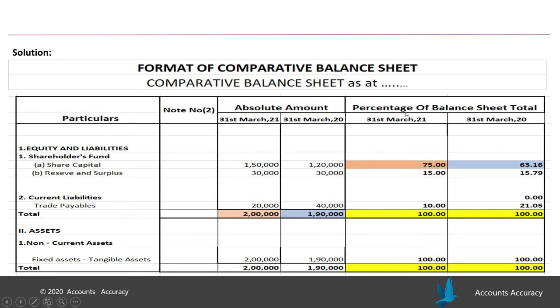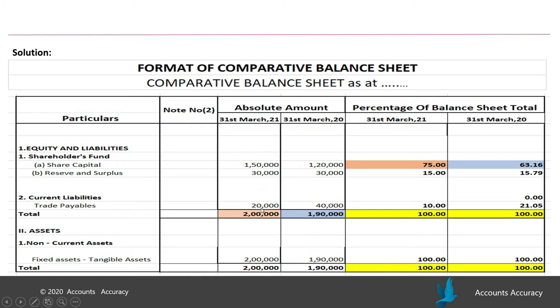Next, you will have to find out the percentage of both the years directly by keeping the total values as base. Suppose you find out the percentage of share capital, your base will be 2 lakh. So 1 lakh 50,000 by 2 lakh into 100, you will get 75%. Your base will be kept as the total of the liability column, and then 30,000 divided by 2 lakh into 100, 15% will come. For current liabilities, trade payable value also, 20,000 divided by 2 lakh into 100, you will get 10%.